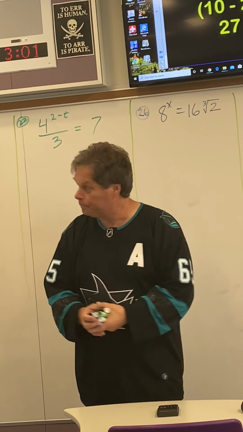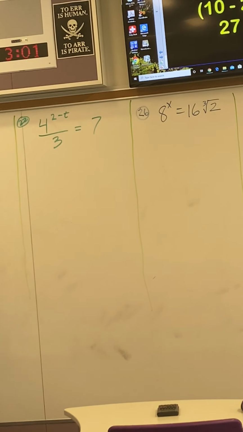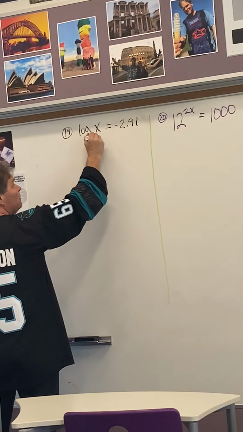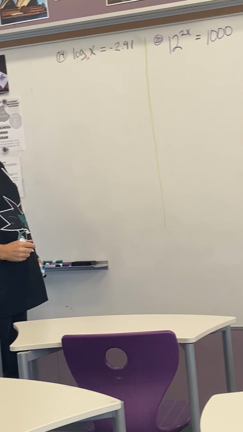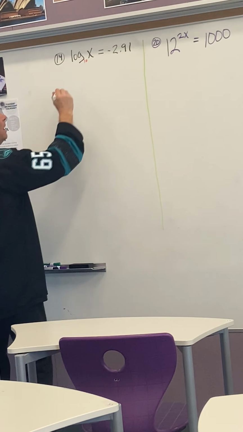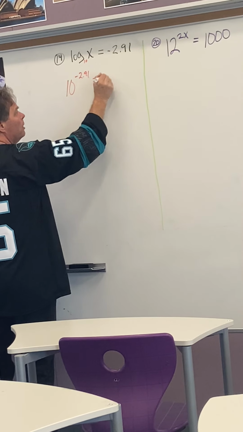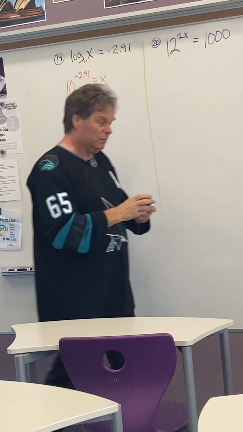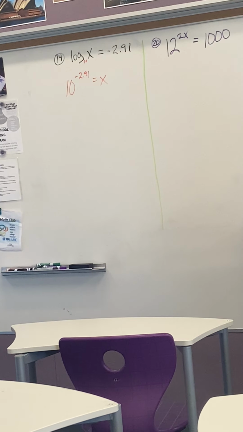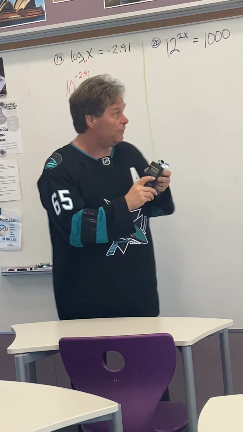So here we go. The first one, number 14, says log x is negative 2.91. Remember, that means log base 10 of x if nothing's written there. So if I convert, that says 10 to the negative 2.91 power is x. So what is 10 to the negative 2.91 power? I don't know, but my good buddy Cal knows. So let's figure it out here.